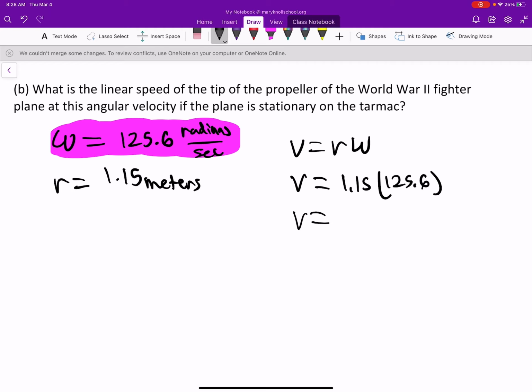Using my calculator right now, 1.15 times 125.6, and we get 144. And that's going to be in what? We know that omega is in radians per second, so that's a standard unit. We know that r is in meters, so that's a standard unit. So v will also be a standard unit, meters per second.